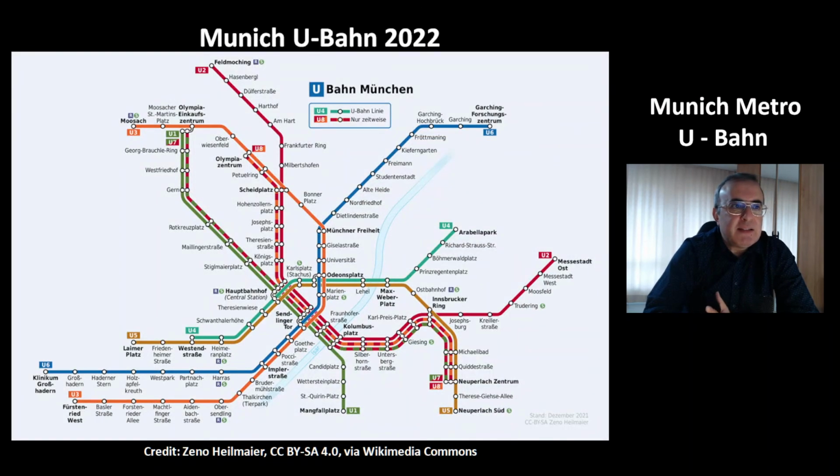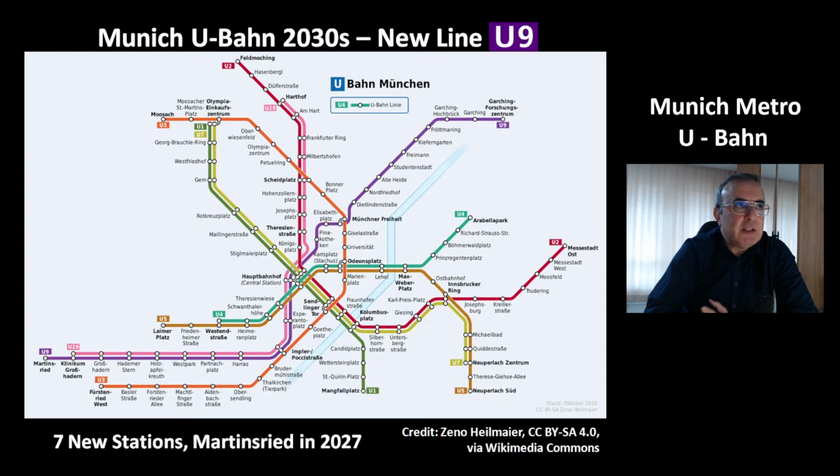This is what the system looks like today. This is how it will look like at the end of the 30s, probably. There's a new concept for this line U9 with 7 new stations. There will be a new station at the Münchner Freiheit. Then there are 2 stations, Elisabethplatz and Pinakotheken. Another new station at the central station.